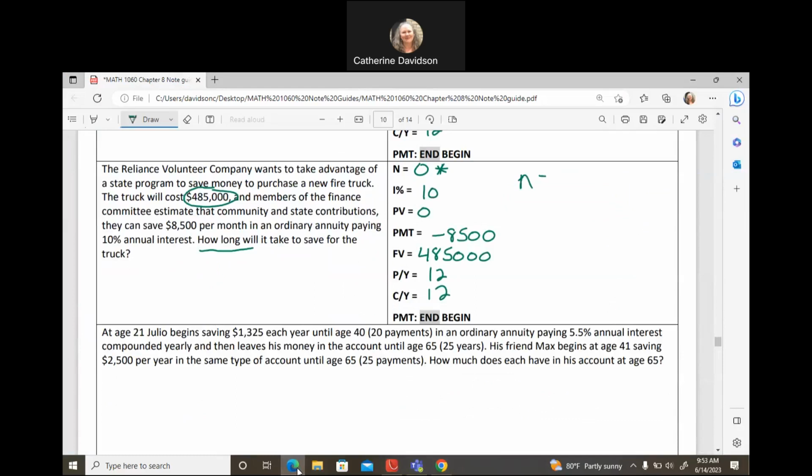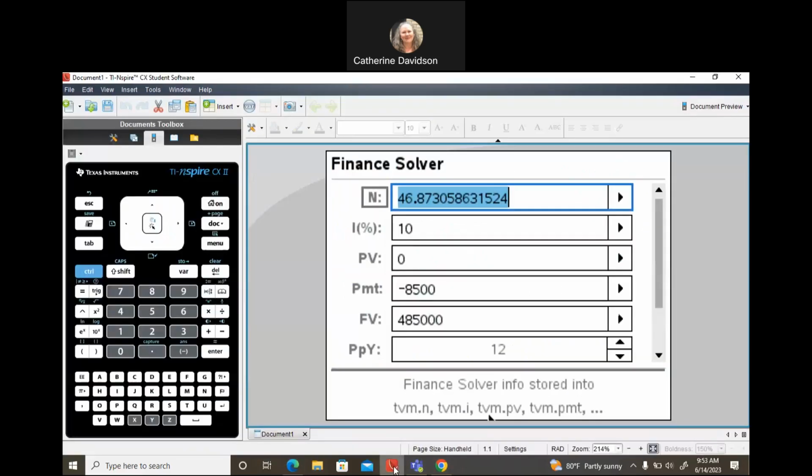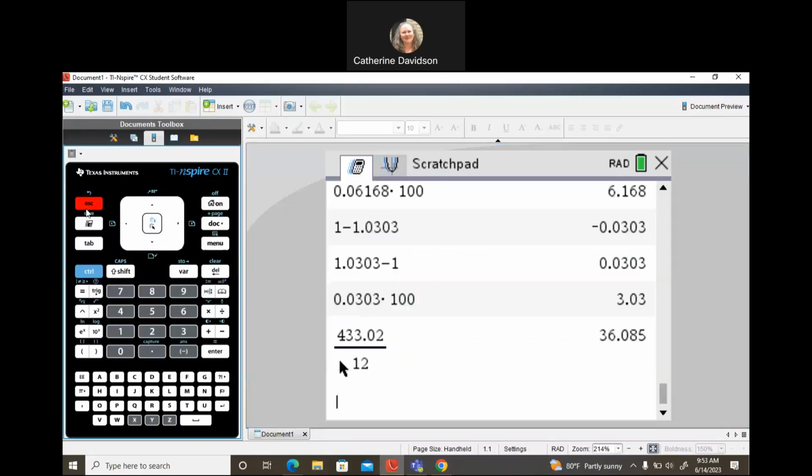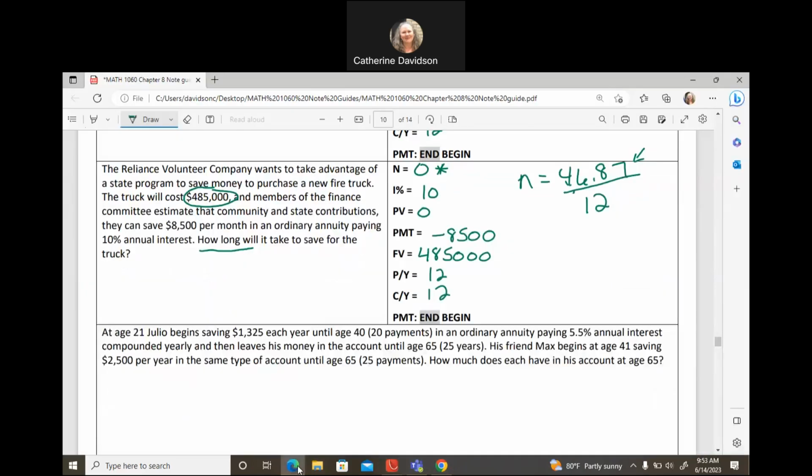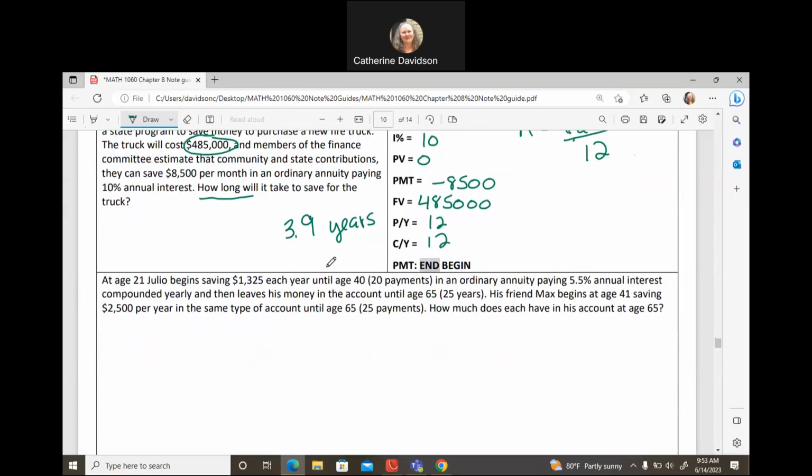46.87. All right. But again, N is 12 times the years, so we're going to divide this by 12. And take N out to 2 decimal places, and you'll be fine as far as rounding and whatnot. So hit escape. So 3.9 years. And check the rounding on that. I don't remember if it was 1 decimal place or if it was a whole number.